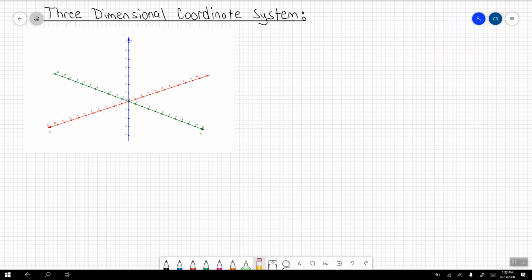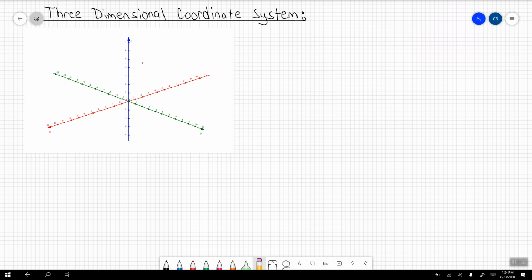Hello everyone. Welcome to the first section in multivariable calculus. This first section that we are going to be looking at is titled Three-Dimensional Coordinate System. Within the three-dimensional coordinate system, we have three different axes that we now have to account for. The first one being the x-axis, the second one being the y-axis, and the third one being the z-axis.